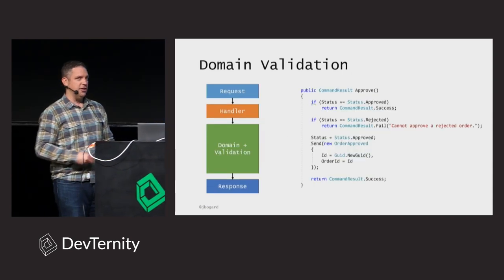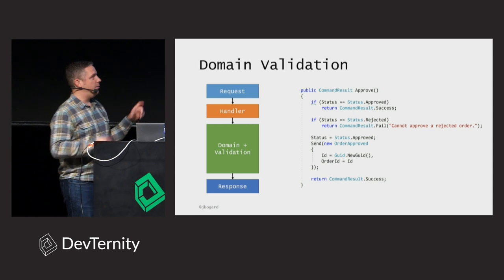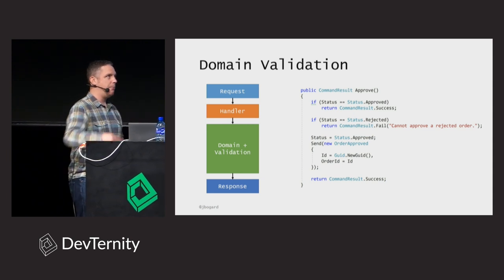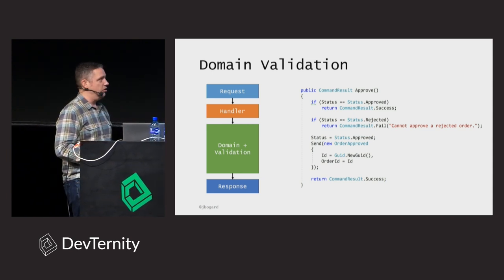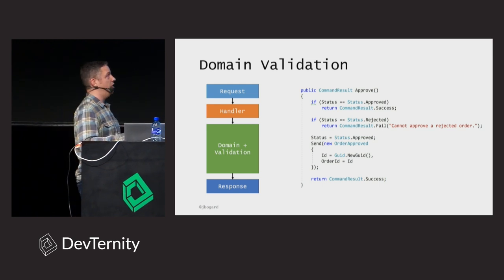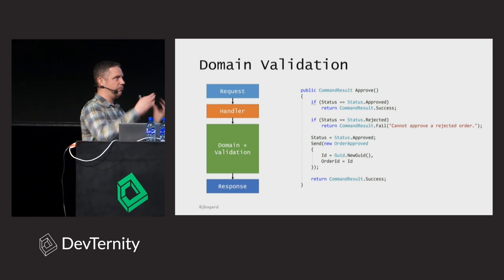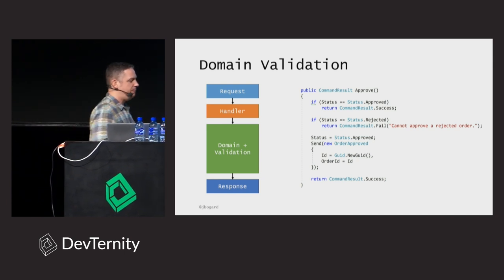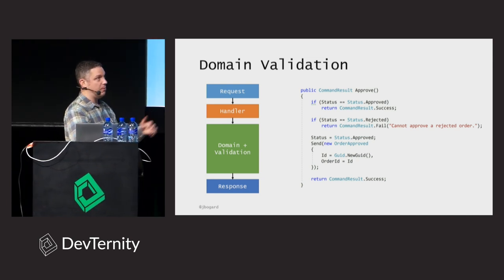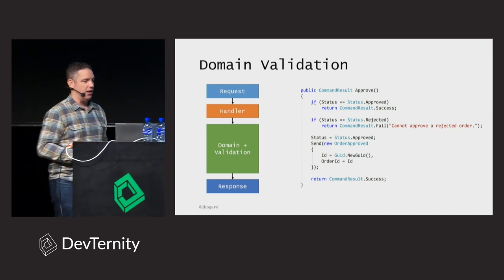So that's why I start to look at these result objects, where a domain object can not only perform the operation itself, but can also tell you whether this thing can be successful or not. So my domain now becomes not just the encapsulation of performing actions, but also feedback to tell me, can you actually perform this action based on the state that I'm in?